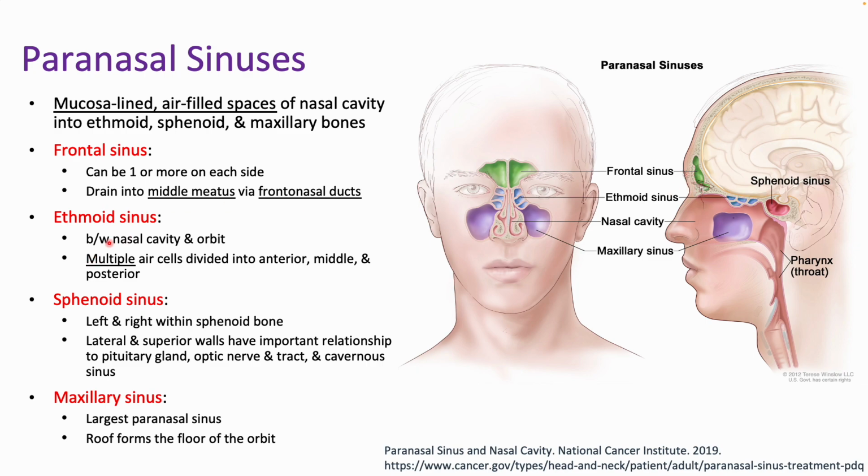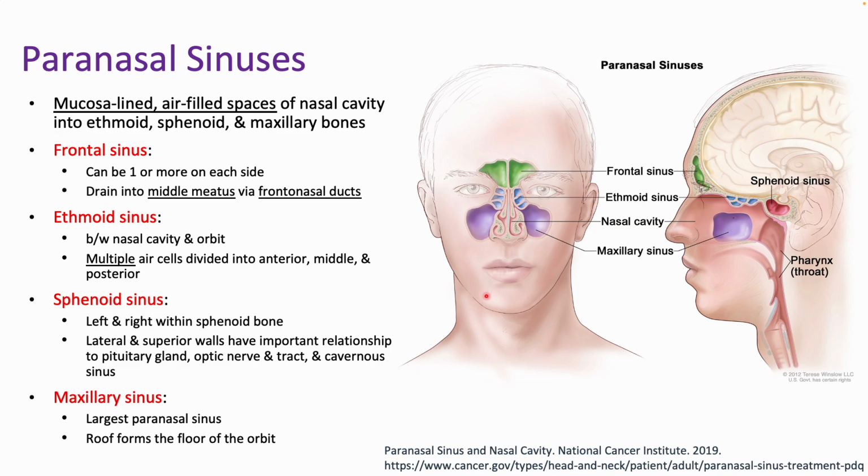And this is going to be found between the nasal cavity and the orbit, so the nasal cavity and the eyes. We also have our sphenoid sinuses, which can be seen in red here. And it looks like just one picture, but it's really going to be on either side. And so those are going to be on the left and right within the sphenoid bone.